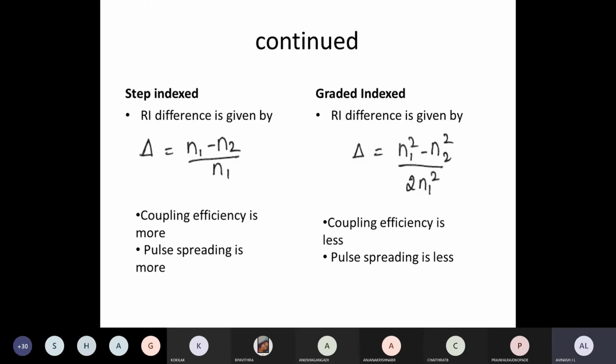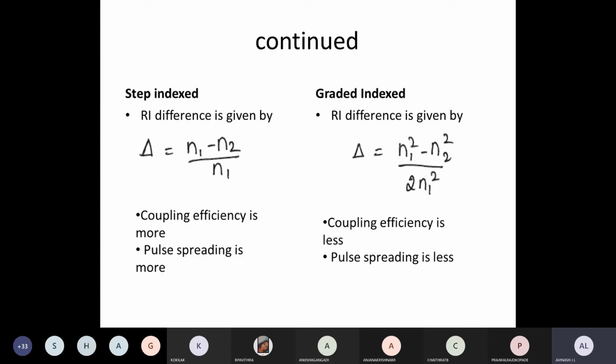Now in the step index fiber, the coupling efficiency is more. When I'm talking about the coupling efficiency, it is more in the step index fiber, whereas in the graded index fiber, coupling efficiency is less. And in the last difference, in the step index fiber, the pulse spreading is more, whereas in the graded index fiber, pulse spreading is less.